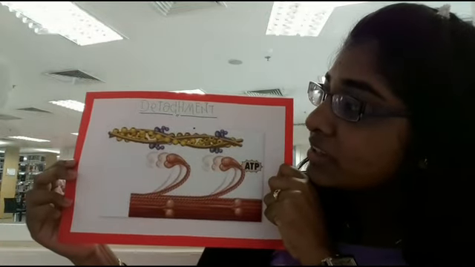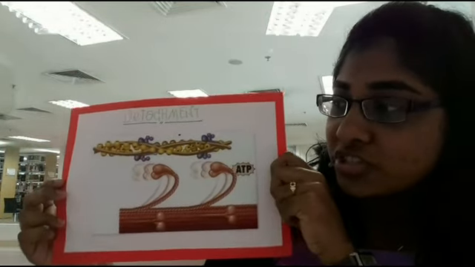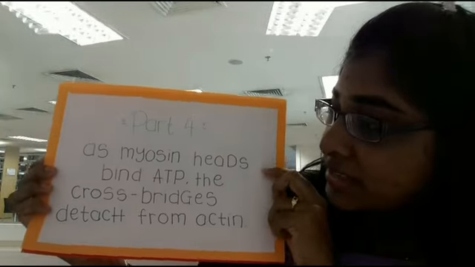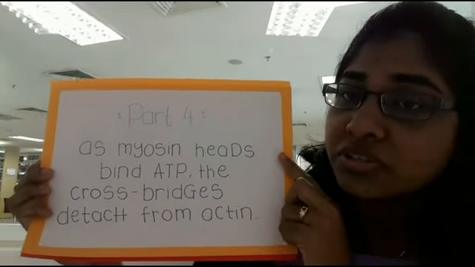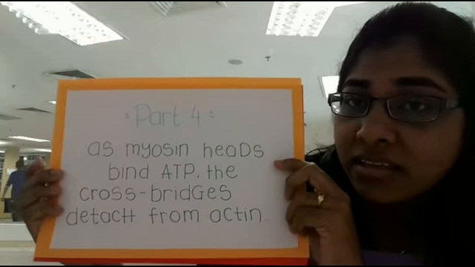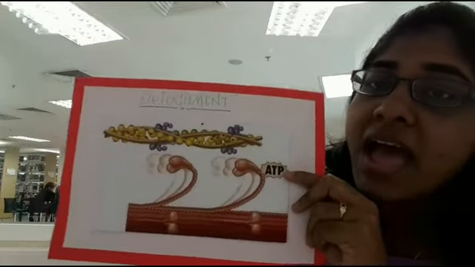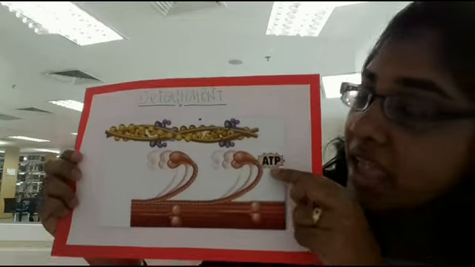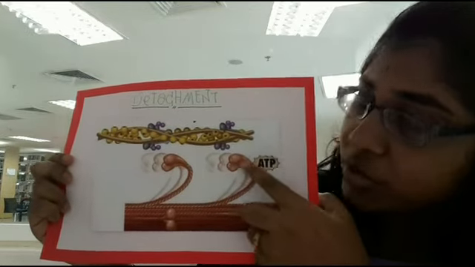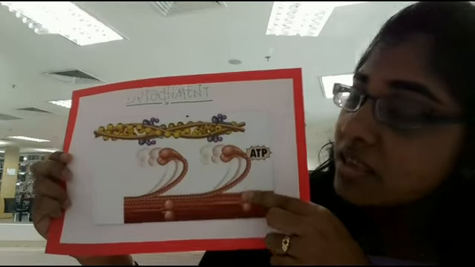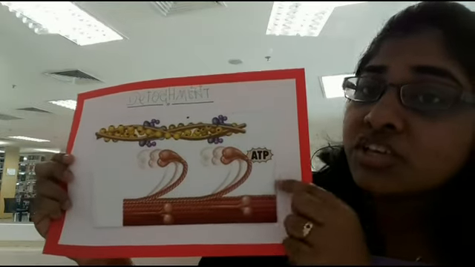Next, I will talk about the detachment of the cross-bridge. As the myosin head binds ATP, the cross-bridges detach from the actin. As you'll see in this figure, an ATP molecule binds to each of the myosin heads, causing the cross-bridge to detach from the actin.